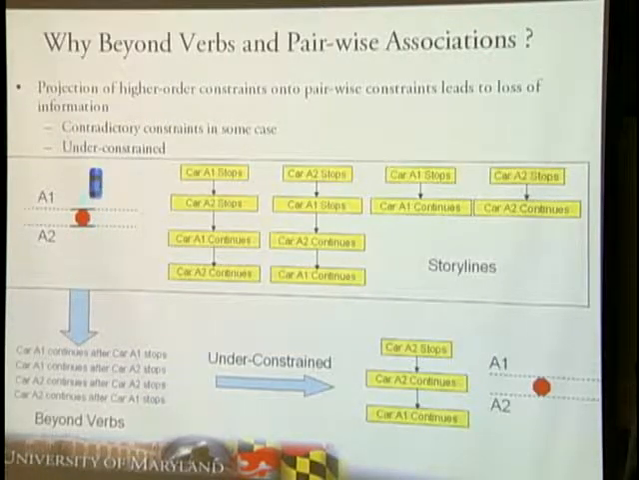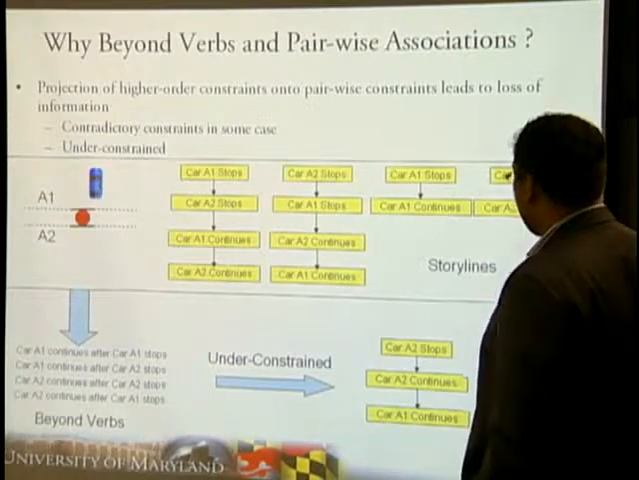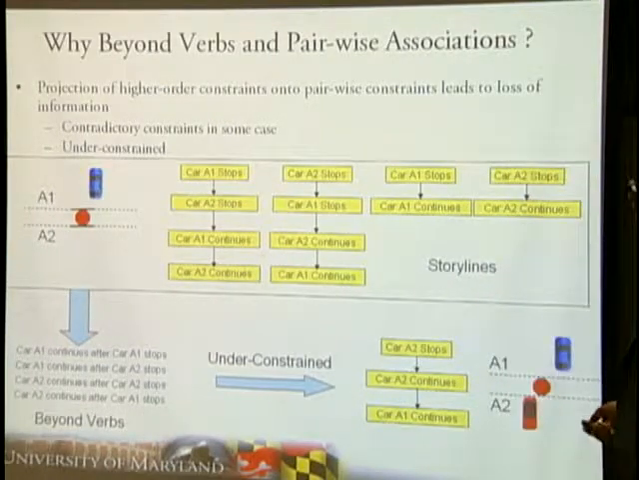Now if you try to project these four storylines onto pairwise constraints represented by prepositions, you have the following four constraints. However, these constraints are insufficient to restrict the space of storylines to just these four, and they allow some weird storylines like car A2 stops, then car A2 continues, and out of nowhere a car A1 appears at the stop sign and it continues. So what we want is a model which can restrict the space of storylines to the ones we have seen till now.